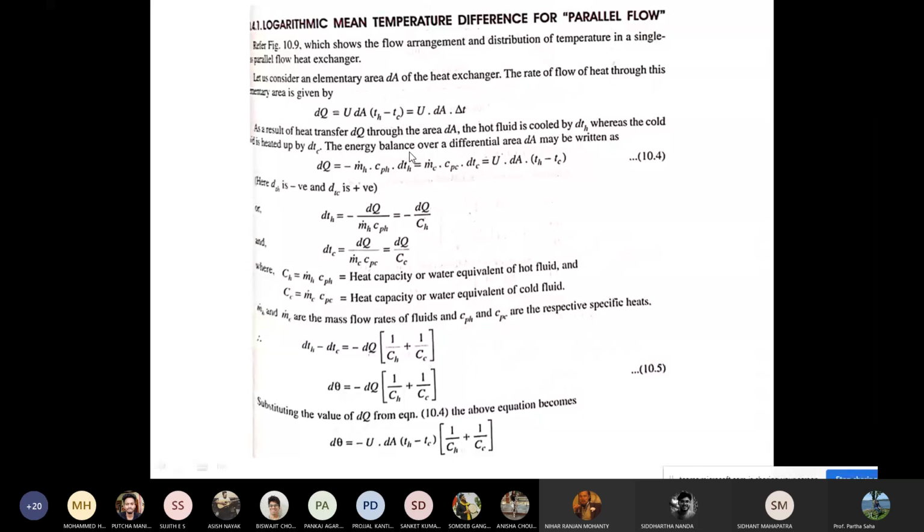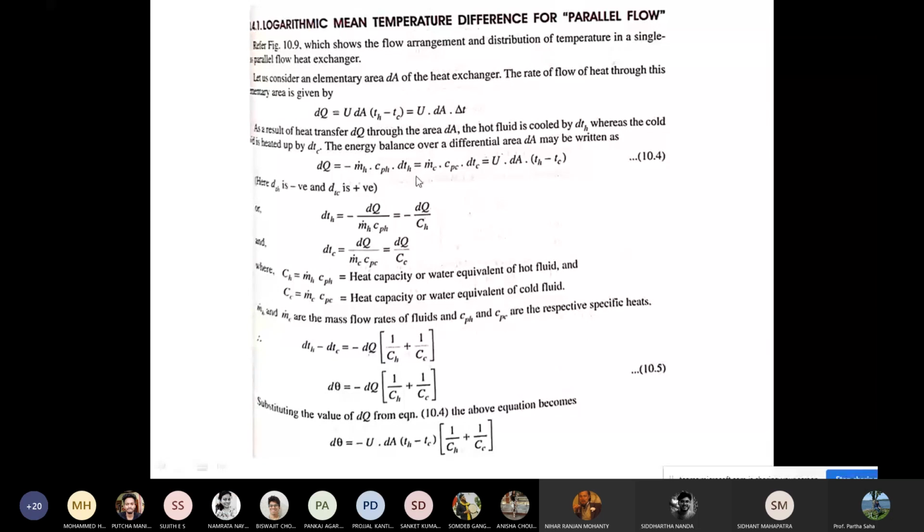The energy balance equation over a differential area dA can be represented by dq equals minus m dot h Cph dTh, because m dot h is the mass flow rate of the hot fluid, Cph is the specific heat of the hot fluid, and dTh is the differential temperature change of the hot fluid. For the cold fluid, it is given by m dot c Cpc dTc. Here the negative sign is given because the hot fluid is losing temperature and the cold fluid is gaining temperature. With a different convention, one may be given positive. So dq equals minus m dot h Cph dTh, equal to m dot c Cpc dTc, which is equal to U dA (Th minus Tc) from the original equation.